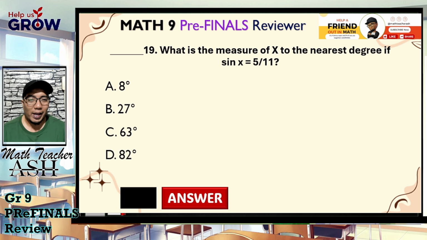What is the measure of x to the nearest degree if sine x is equal to 5 over 11? Is it A, 8 degrees, B, 27, C, 63, or D, 82 degrees? I'll give you 5 seconds to think about your answer.